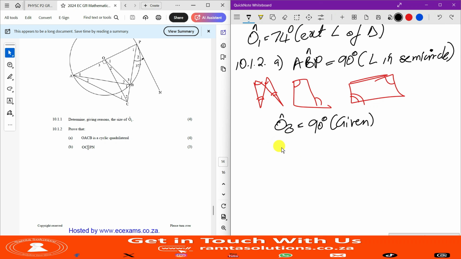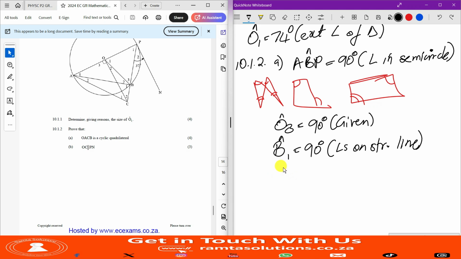I can also see that angle B1 will also be equal to 90 degrees. What's the reason? Angles on a straight line. As you can see, we said angle ABP is 90 degrees, and then obviously angle B1 will also be 90 degrees. So therefore, angle O3 is equal to angle B1.